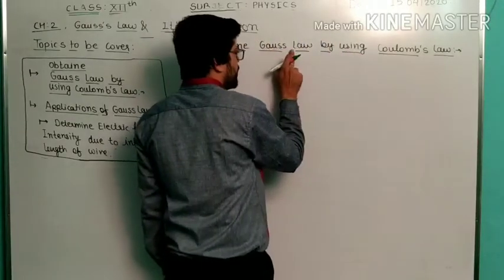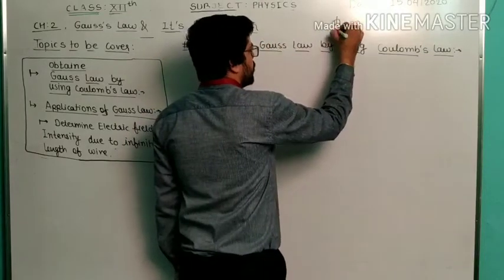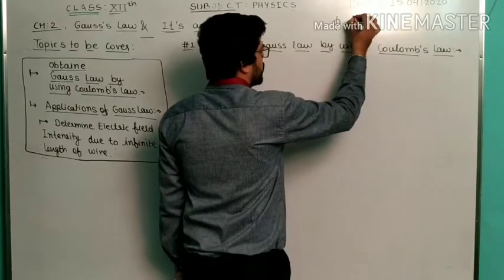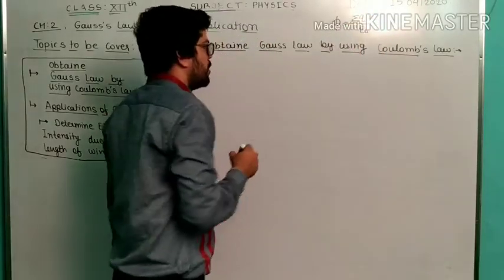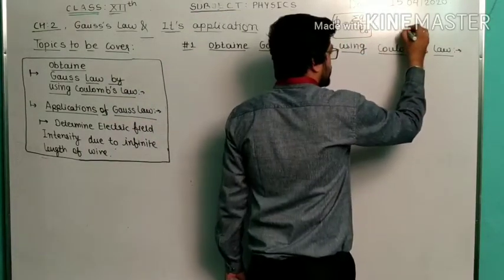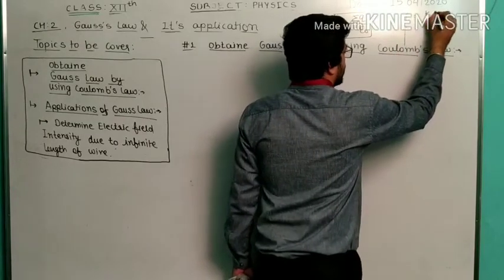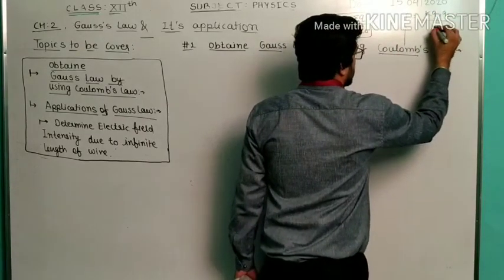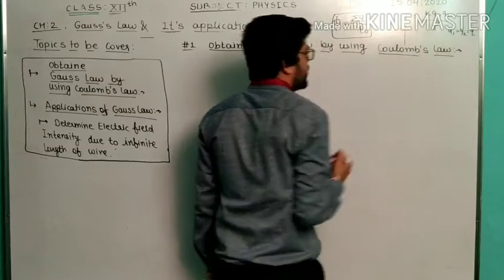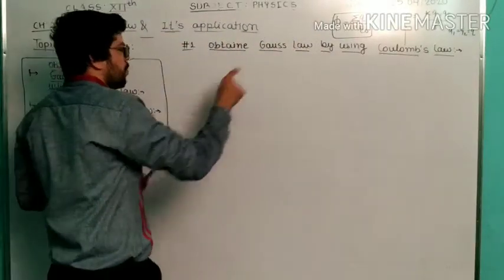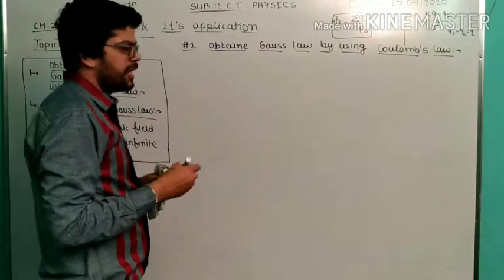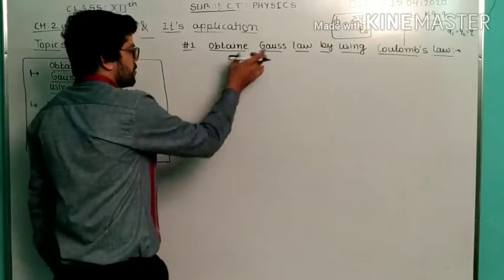Before starting, you must keep in your mind the Gauss law formula: phi is equal to q upon epsilon naught. If it is a total charge, then summation q upon epsilon naught. We want this by using Coulomb's law. This you also have to keep in mind: Coulomb's law is k q1 q2 upon r square. If q1 q2 is equal to q, it will change. So we want Gauss law by using Coulomb's law. This is very easy. Let's start to understand how we can obtain Gauss law.